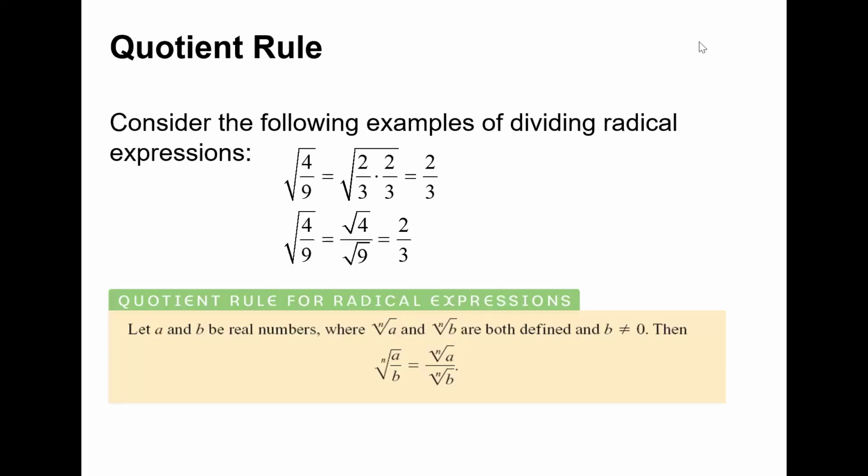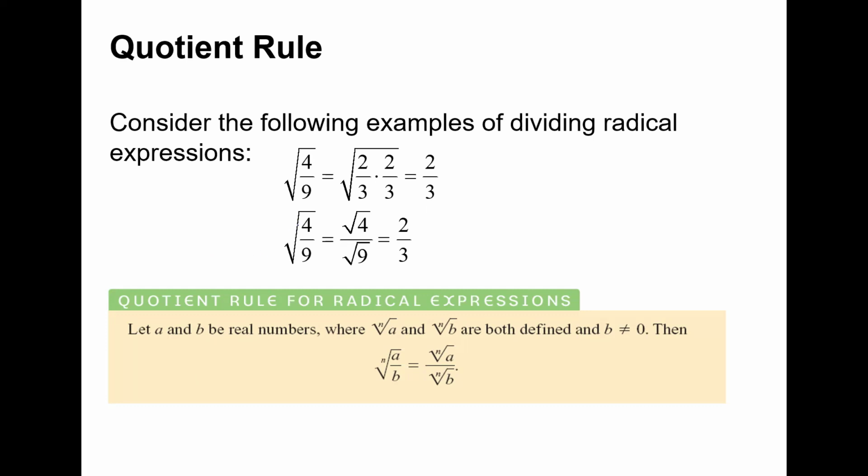All right, now we're going to the quotient rule. We've done the product rule. Now with the quotient rule, we consider the following examples of dividing radicals. So the first one we have the square root of 4/9. Well, that's the square root of 2/3 times 2/3. So that's 2/3 squared. And the square root of something squared is just going to give us the 2/3.